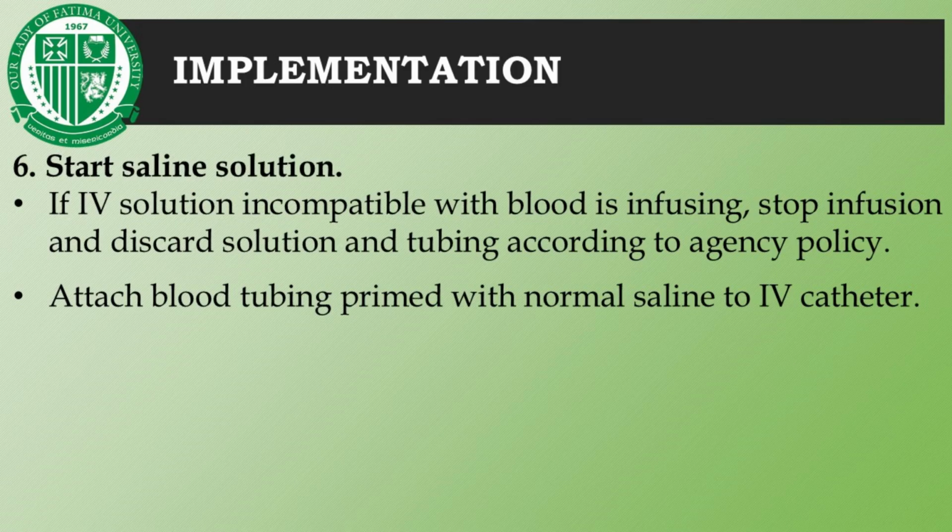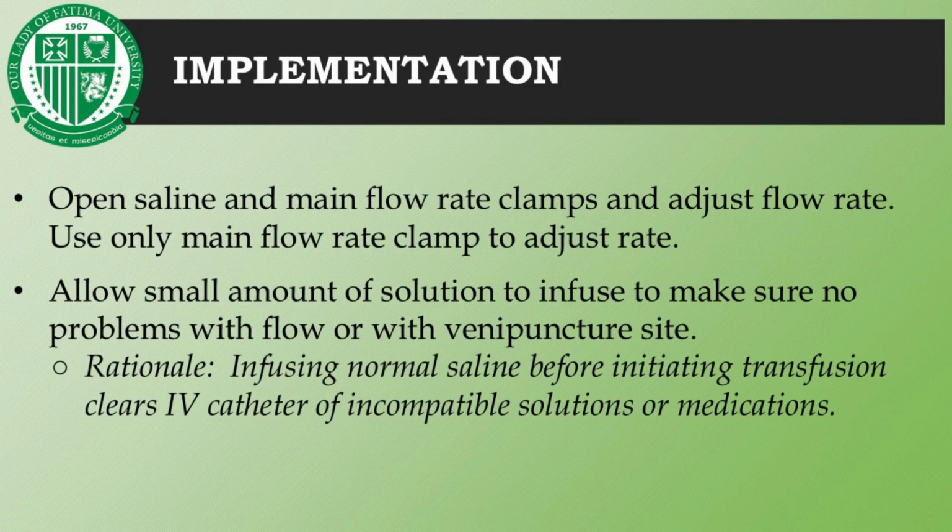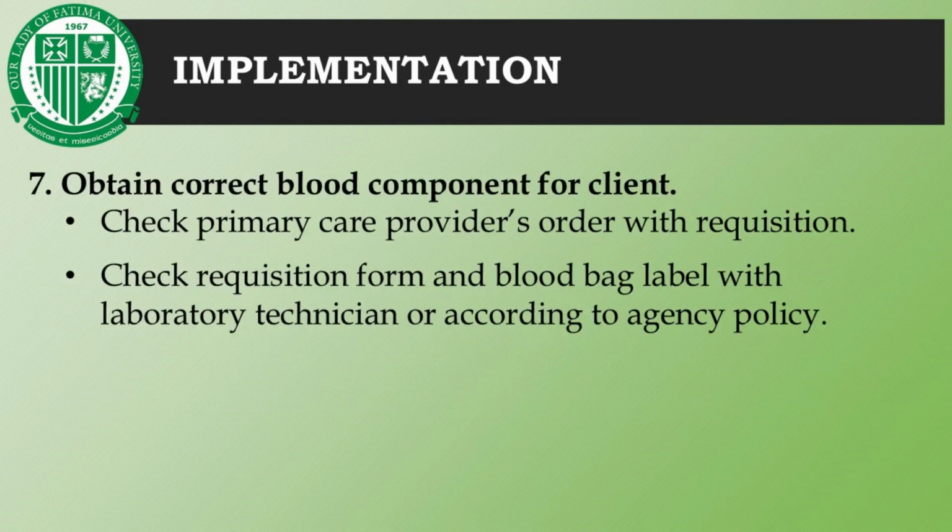Attach the blood tubing primed with normal saline to the IV catheter and ensure the connection is secure. The nurse should open the saline and main flow rate clamps and adjust the flow rate. Remember to use only the main flow rate clamp to adjust the rate. Allow a small amount of solution to infuse to make sure that there are no problems with flow or with the venipuncture site. The reason for infusing normal saline before initiating transfusion is that it clears the IV catheter of incompatible solutions or medications. Next is to obtain the correct blood component for the client.